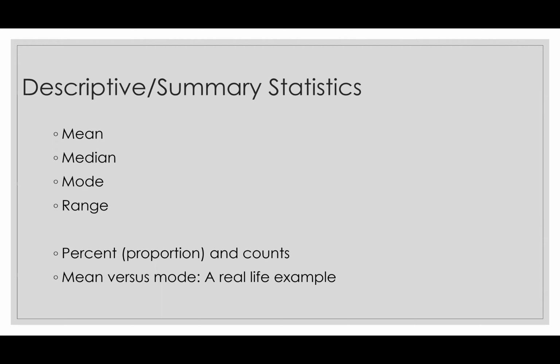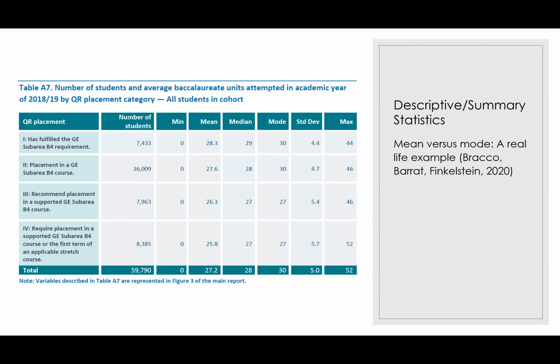Remember the importance of including both percents or proportions as well as counts, and how that can be helpful in telling a more full story of your data and using your data to really show the picture of what is happening. And then also, in the next slide, I'll present a real life example of how it's important to present the most appropriate descriptive statistic and how mean and mode can get at a different sort of result, if you will. So this table is a table from a report by Bracco, Barrett, and Finkelstein from this past year.